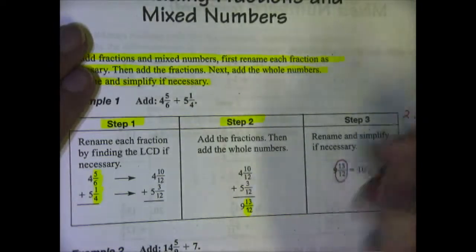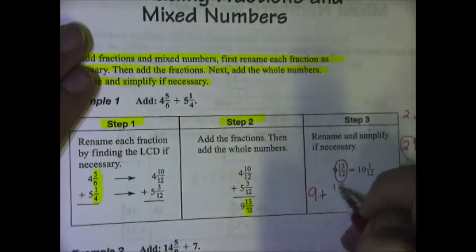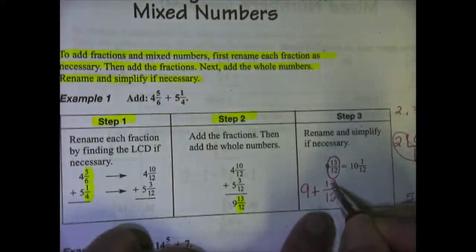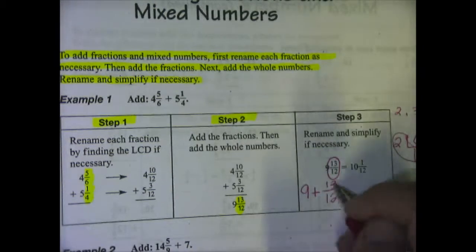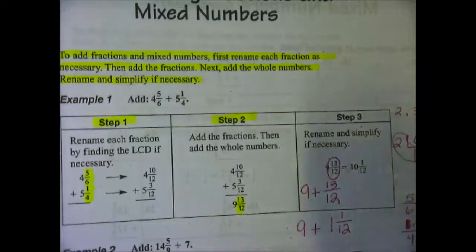So we have 9 plus 13/12, which is what 9 and 13/12 means. It means we're adding those two together. So we need to change this improper fraction to a mixed number. 12 goes into 13 one time with 1 left over, so 1 and 1/12, and then we need to add 9 to it, and when we add 9 to it, we get 10 and 1/12. So there is a little bit more to it when you're adding fractions and mixed numbers.